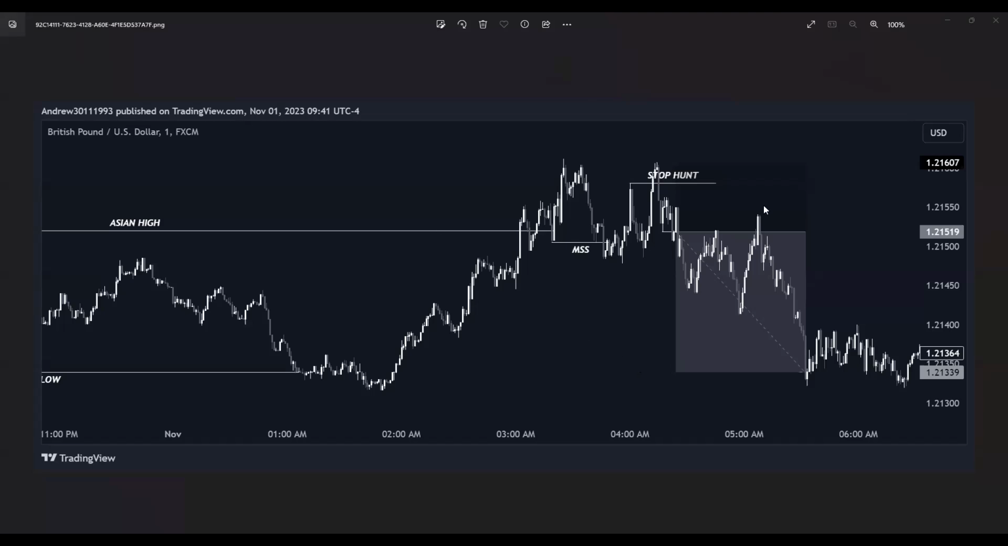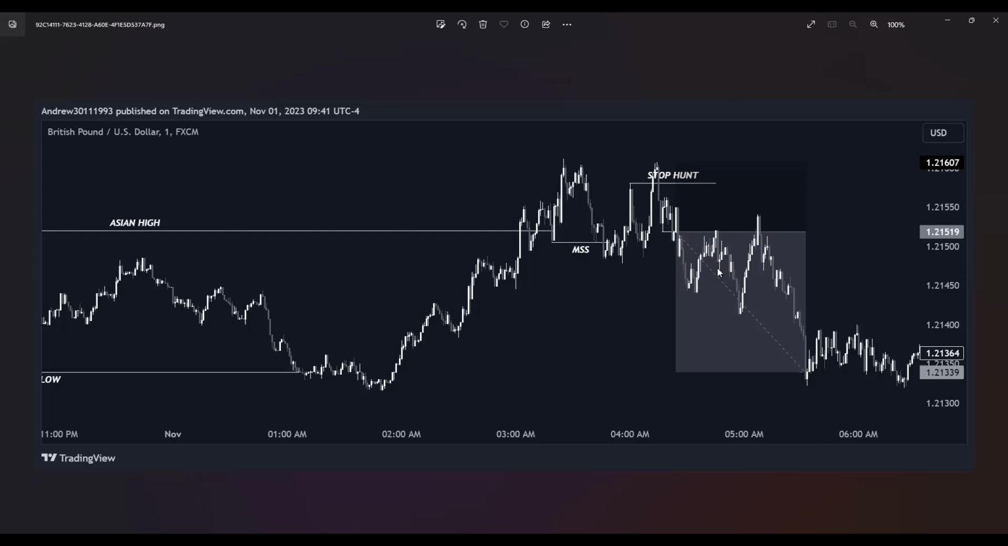So Asian high is taken out. There is a market structure shift, then a stop hunt. Then price broke lower, so you enter directly on the break of structure. Had your stop loss right here, and then you targeted 2R. Yes, your markup is absolutely amazing. So good one. That's like a perfect example.